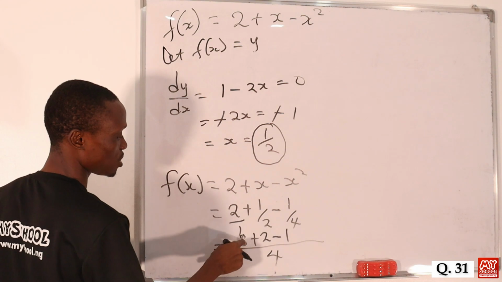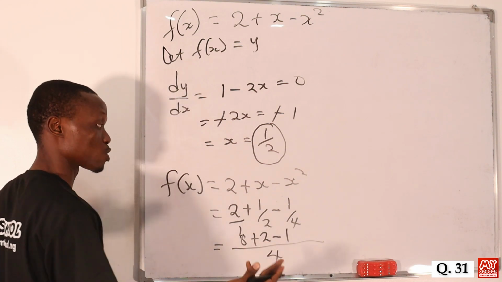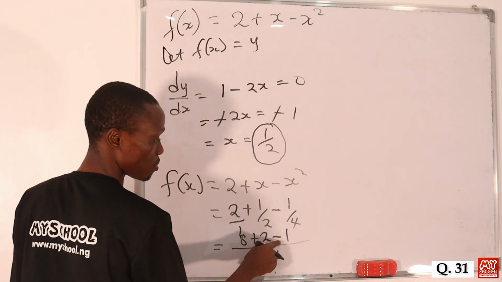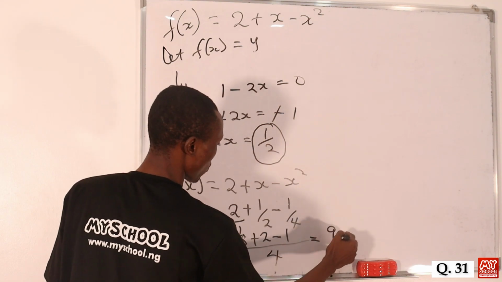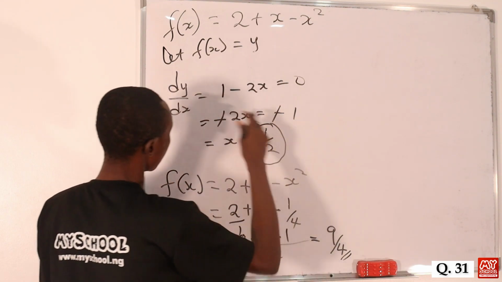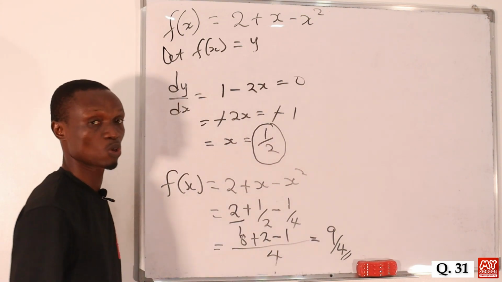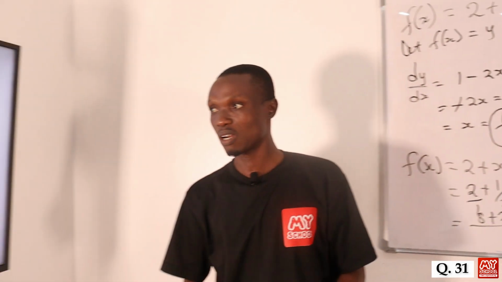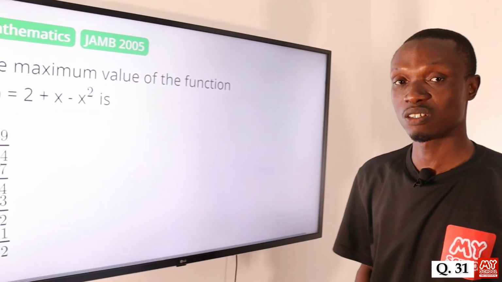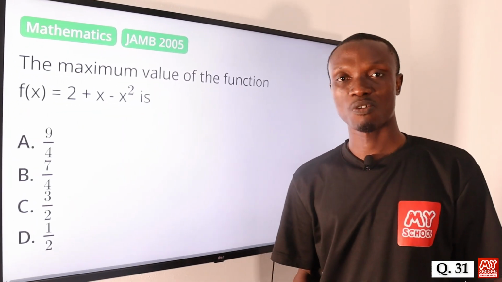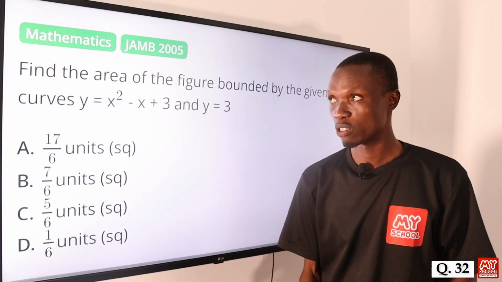Okay, so here we'll be having 10 minus 1, and that will be equal to 9 for the numerator. So here we are now having 9 all over 4. So the maximum value of the function is 9 over 4. So let's move over to the screen to pick the correct answer to this question, and that is option A, 9 over 4.